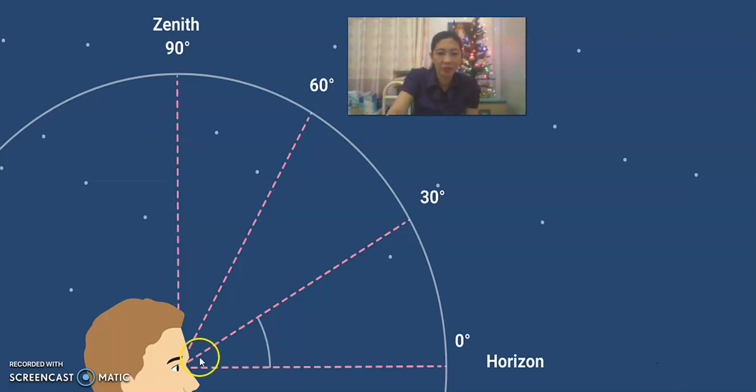This is the same explanation: this is 90 at the zenith. From here, straight again, 10, 20, 30, 40, 50, 60, 70, 80, 90. So from here to the zenith is 90 angles.